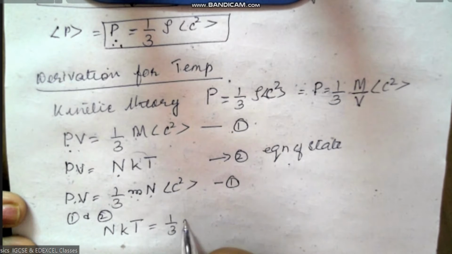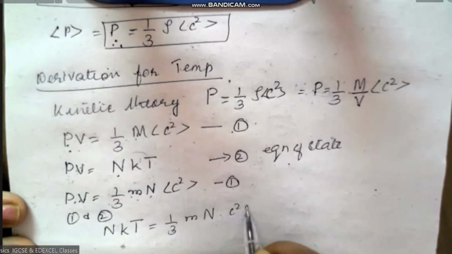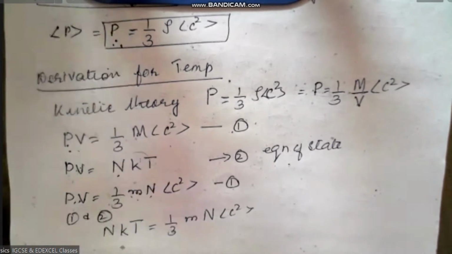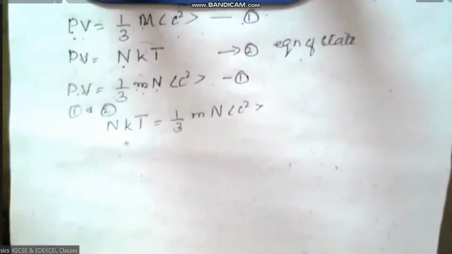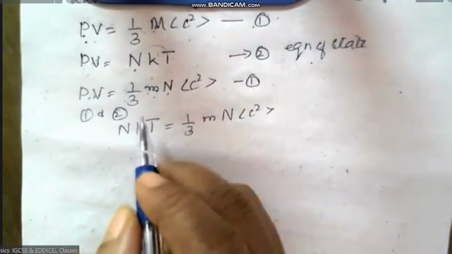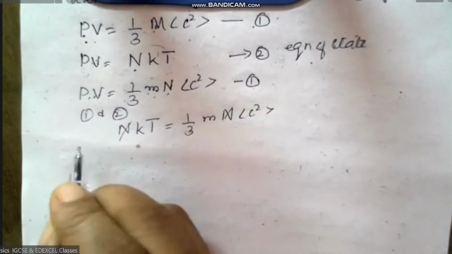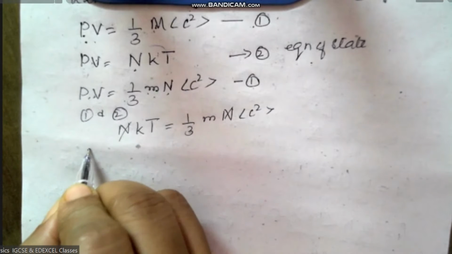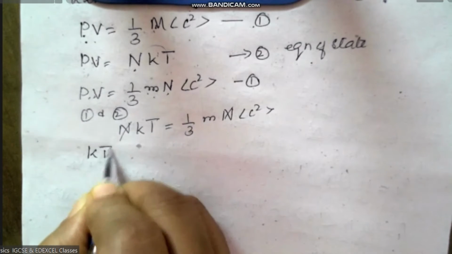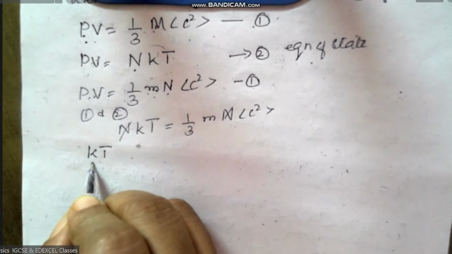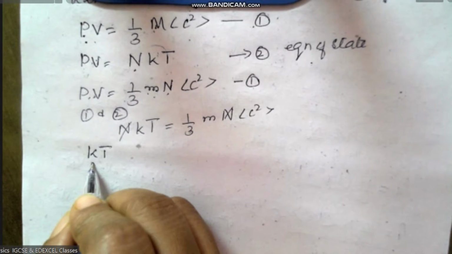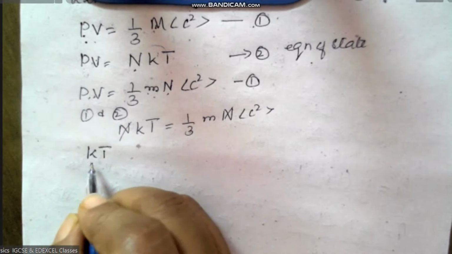NkT is equal to 1/3 mnc². Is this right? Yes, miss. Now, cancelling n from both sides, what do you get? kT. What is k? Sanjida? What is k?